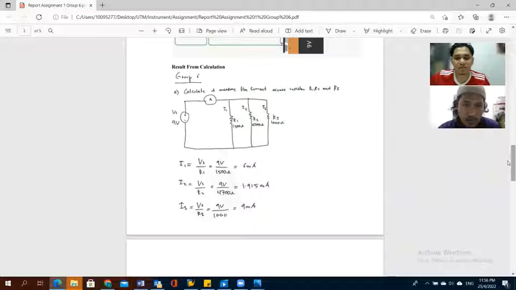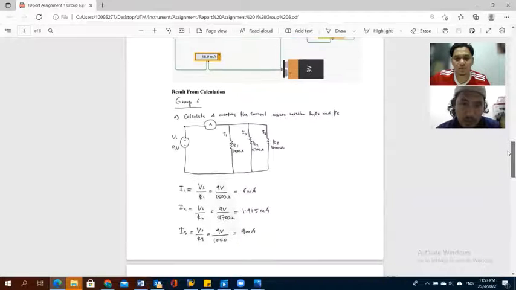Okay, now this is the manual calculation to measure the current for every resistance, for resistance R1, R2, and R3. We get the same value in manual calculation compared to simulation in ThinkerCAD.